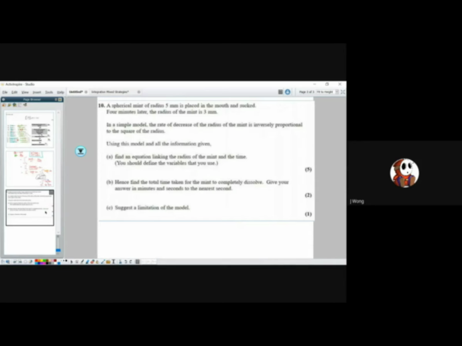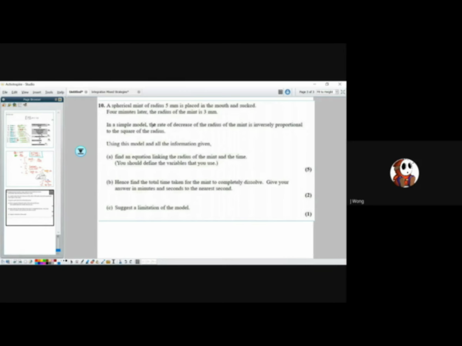And now the second one. So we are given a mint made of a sphere with the dimension of 5 millimeter radius is now available, and then after 4 minutes the radius is turned into 3 millimeter, and then it's a model where we will talk about the rate of change.